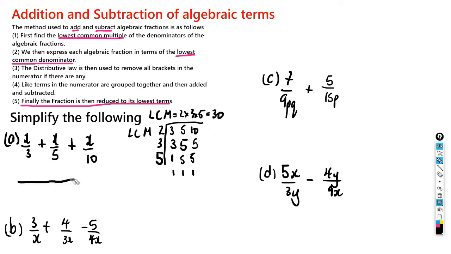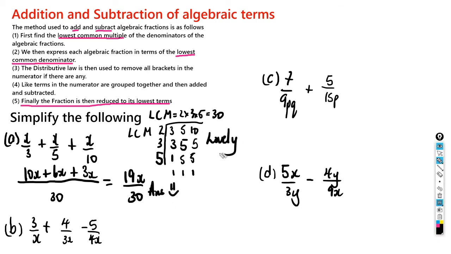So that's what we're going to do here, guys. We're going to draw a line and put 30 down here. Now 3 goes into 30 10 times, so 10 times x would be the answer there. Then 5 goes into 30 6 times, so this would be plus 6x here. And 10 goes into 30 3 times, so we would have 3x here. So the answer we end up with is 19x over 30. And that would be our answer. So remember, guys, to use the lovely method. I call this method the lovely method to find the LCM. Remember that you divide through by the prime factors and you find the LCM by multiplying the factors, right?